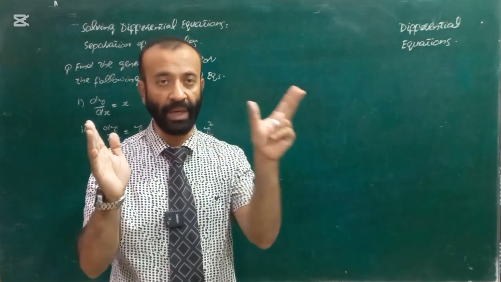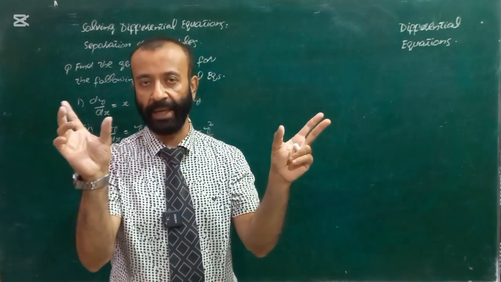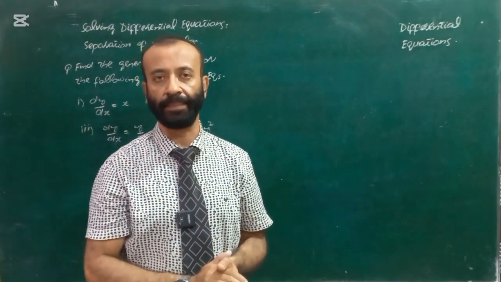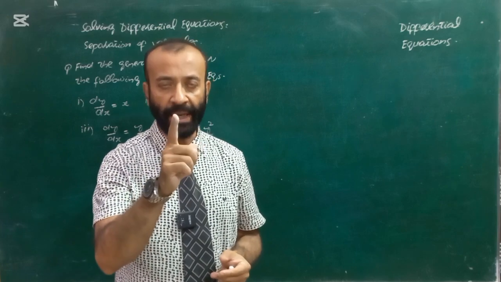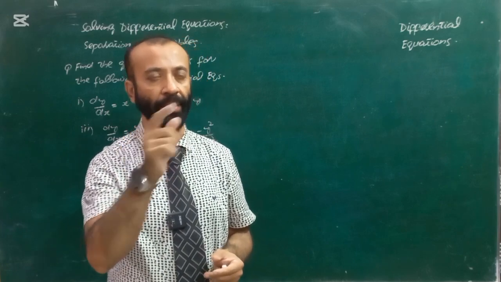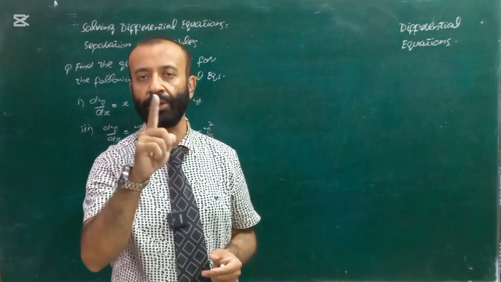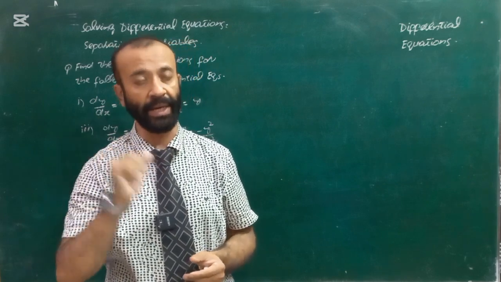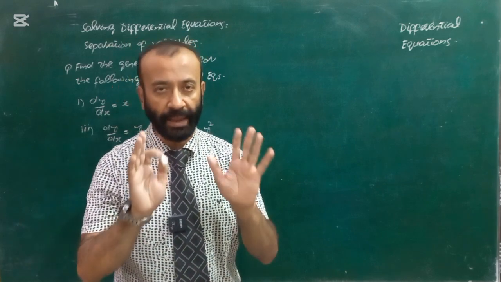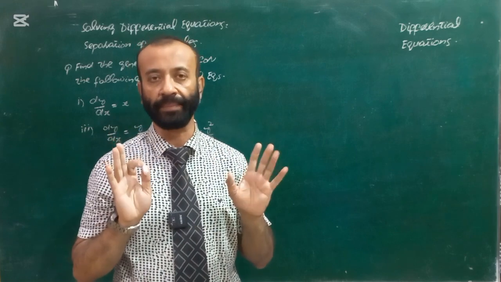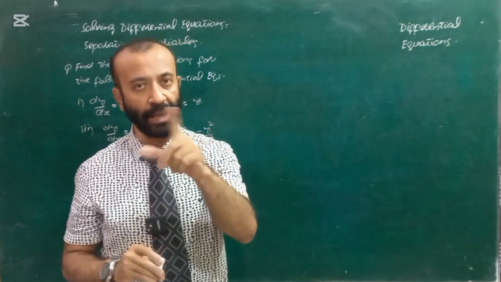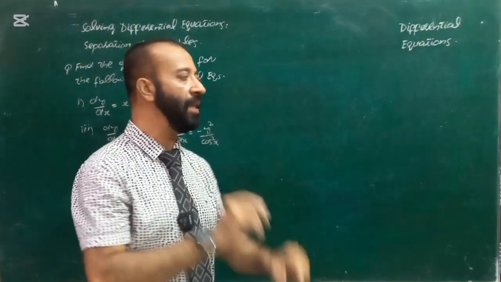So y will be on the left side, x will be on the right side. Second step, integrate with respect to y on the left side and integrate with respect to x on the right side. And the third and last step will be express y in terms of x. So that will be the final step.